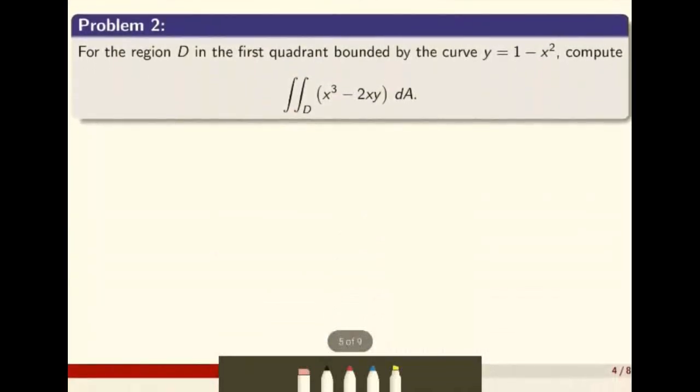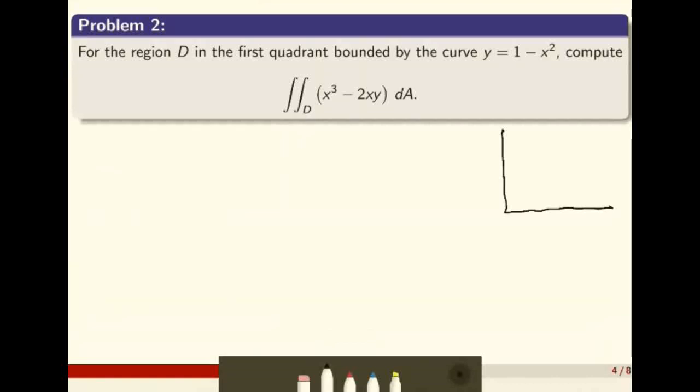And so for a problem relying on this, we've got an integration over some region that's in the first quadrant. So we've got bounds at x equals 0, bounds at y equals 0, and also bounds of this curve y equals 1 minus x squared, and we're trying to compute the integral of this polynomial, x cubed minus 2xy. So here, let me sketch the region a little bit.